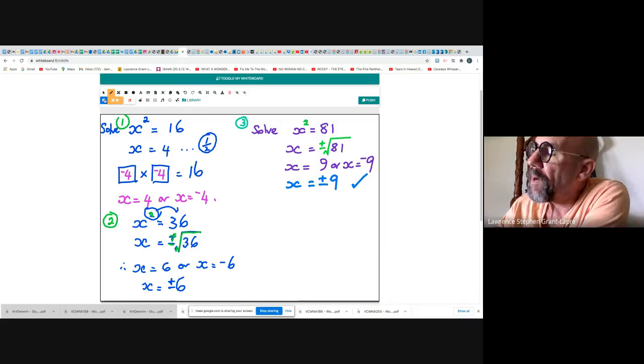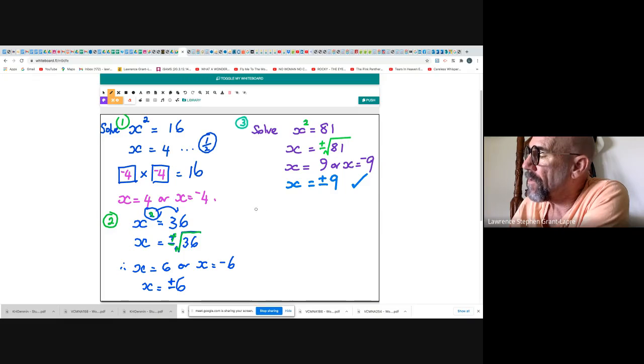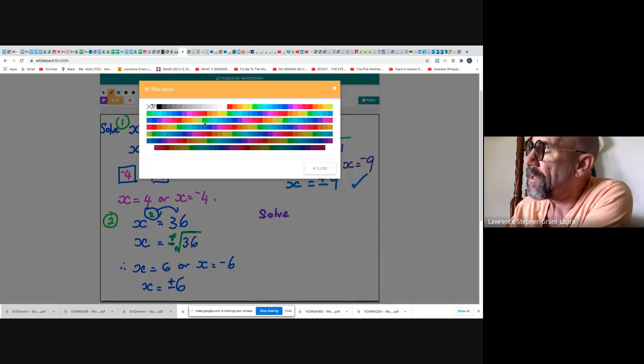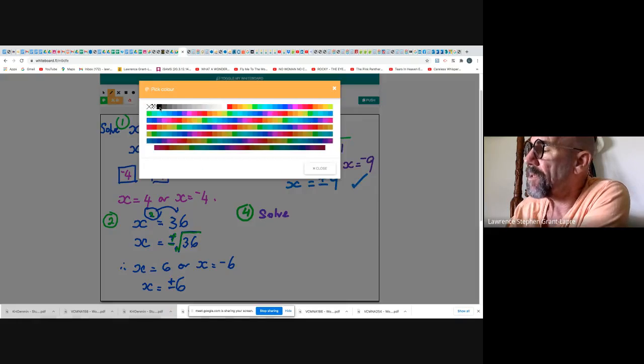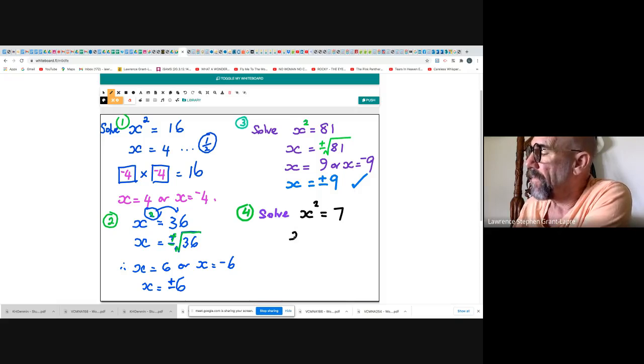Now, let me do one more before I finish, because not all numbers have a square root. So not all numbers work nicely like the square root of 16, because they're all square numbers. So far, I've used a 16, I've used a 36, I've used an 81. Now, they're all square numbers. So let's say we want to solve x squared equals, say, 7. Well, x equals plus and minus the square root of 7.